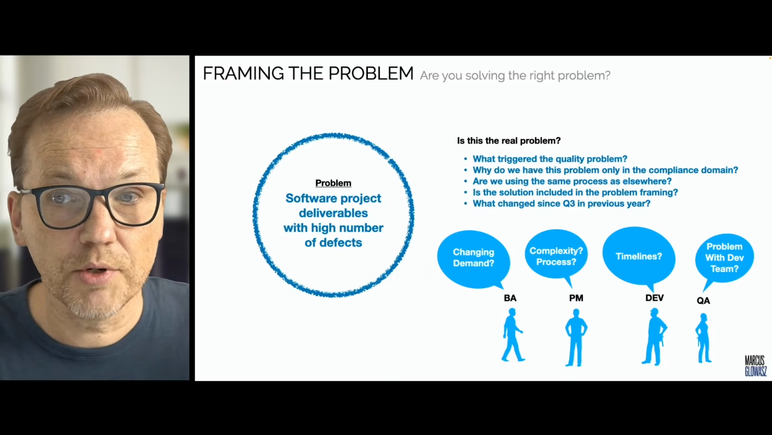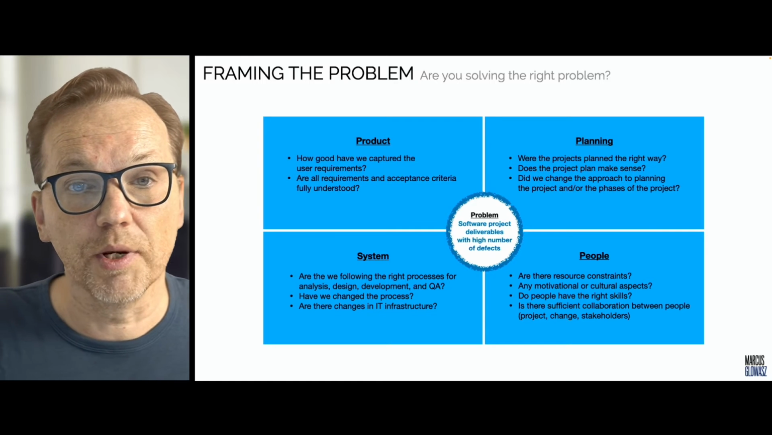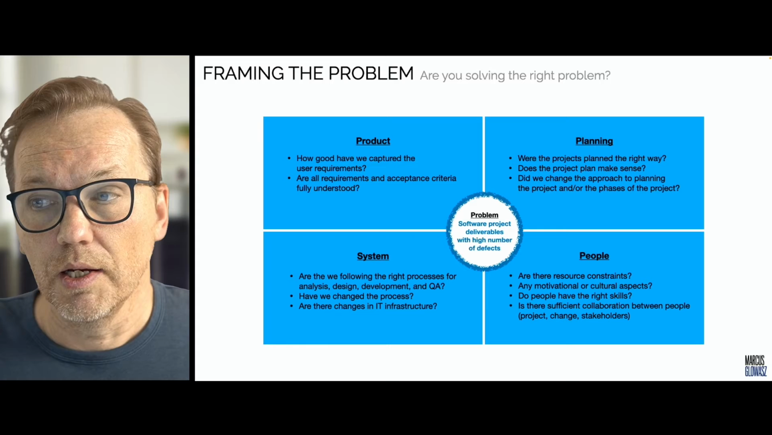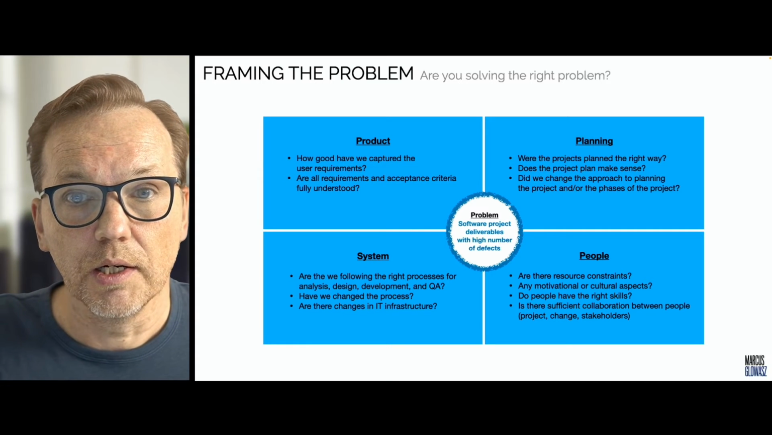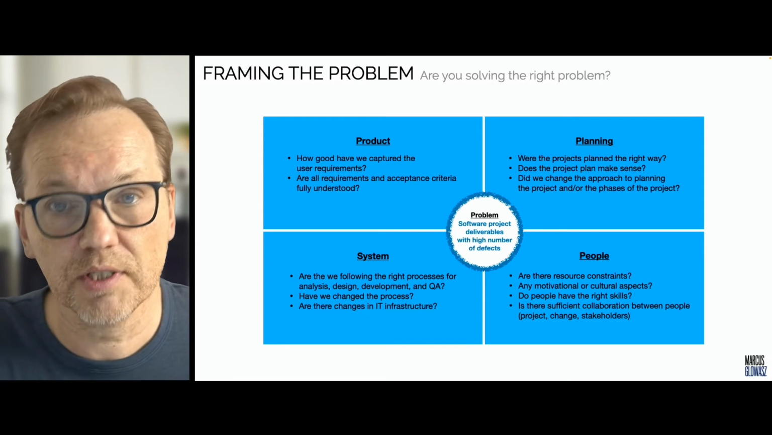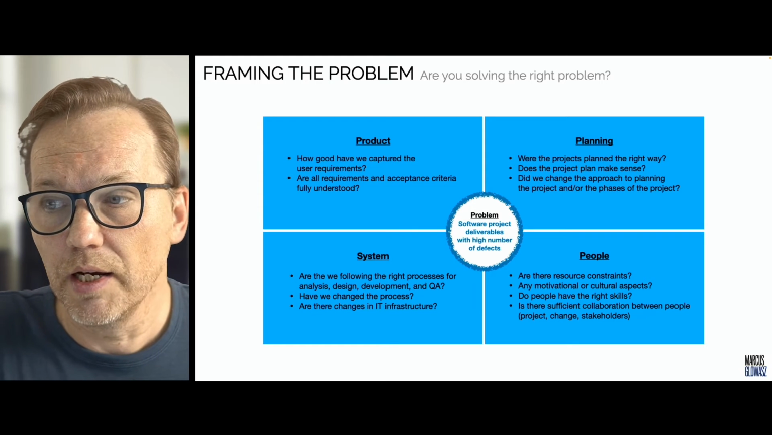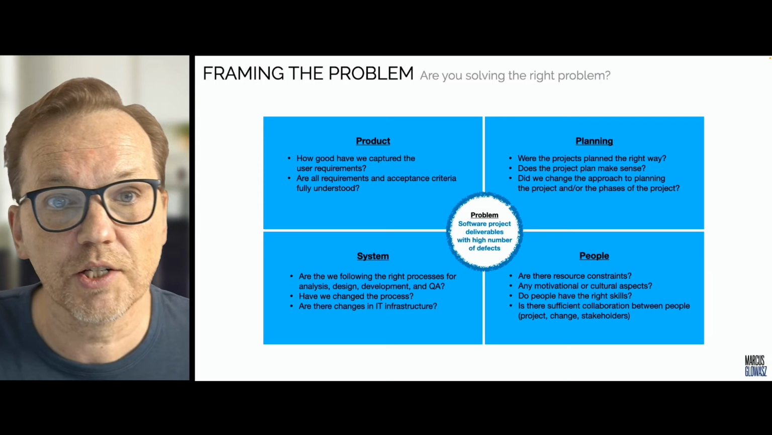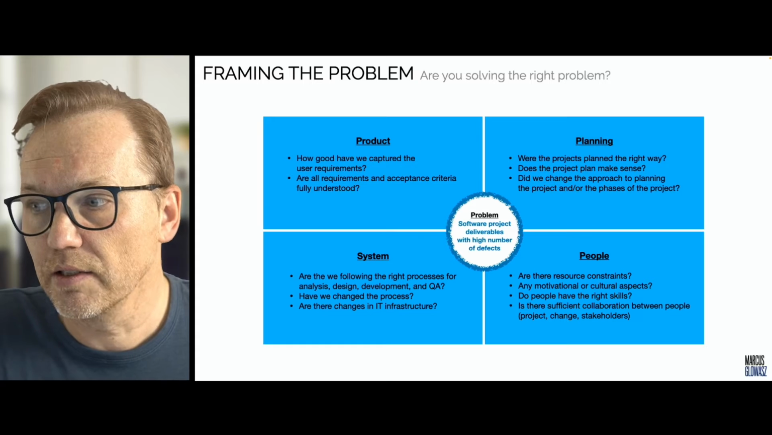And there's the reframing matrix. That's one method. There are different ones actually when it comes to problem framing. This is one, and it has these four quadrants, each of which represents a perspective on the problem, and each can have different labels depending on the nature of what we're looking at. So in this particular case, it's product, planning, system, people.